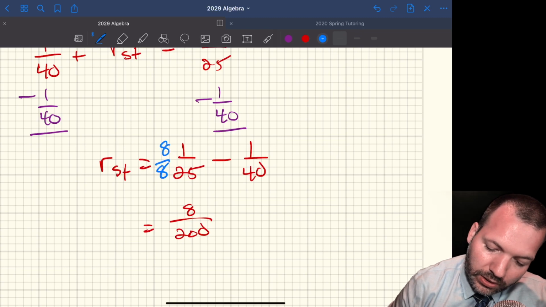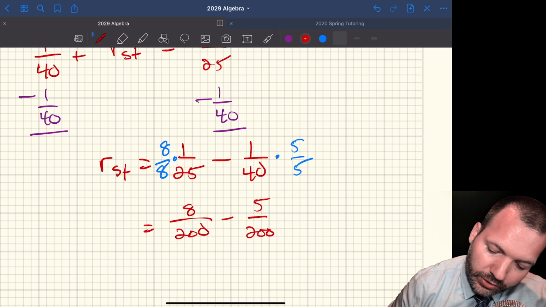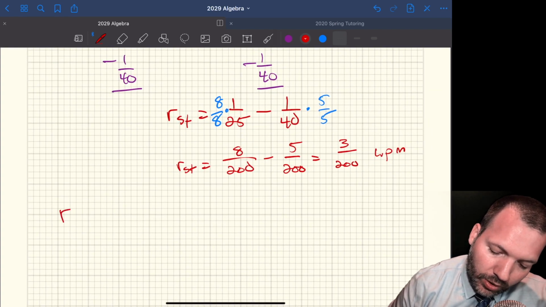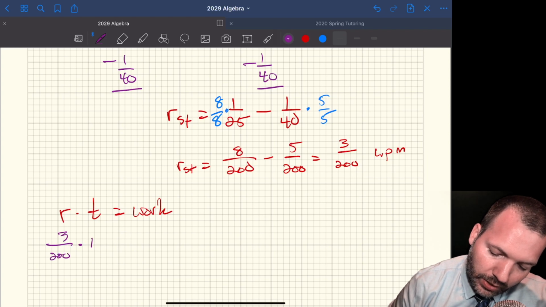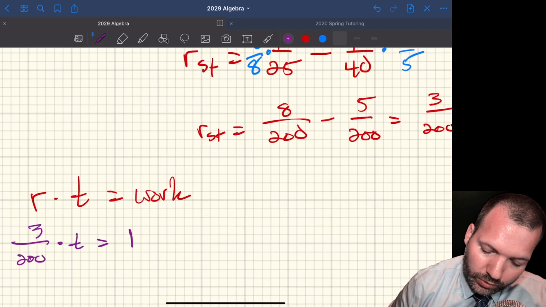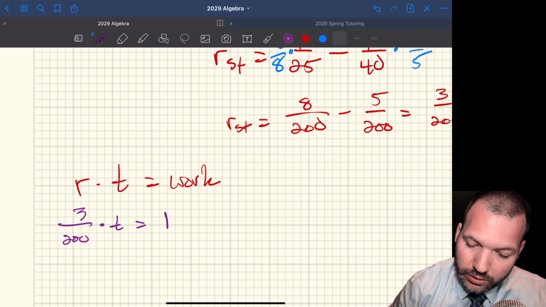Both of these have a common denominator at 200. So I'm multiplying this by 8/8. I'm going to multiply this by 5/5. So we get 8/200 minus 5/200 equals 3/200 walls per minute. Remember, R times T equals work. So Steve's rate, 3/200, times some amount of time equals the one wall that we're trying to complete.